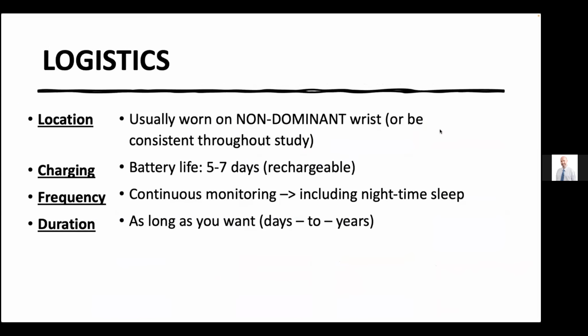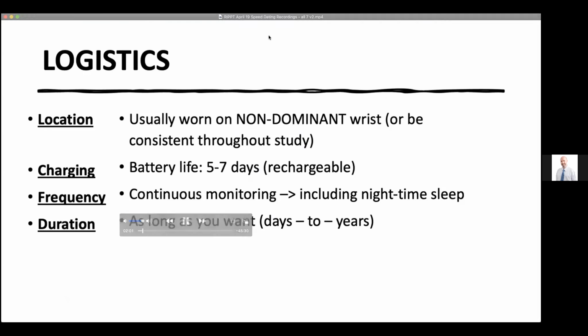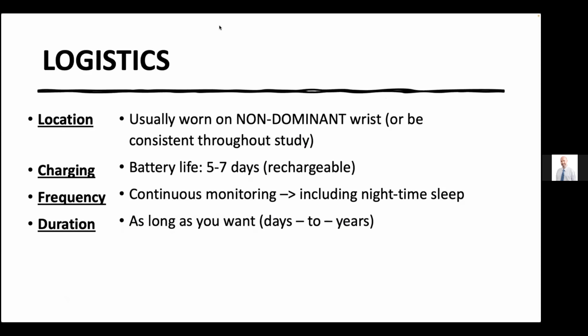So we usually wear, for research, the Fitbit on the non-dominant wrist, or you need to be consistent throughout the study. This is because the dominant wrist usually moves more, not for ambulation, and can cause some noise. The battery life is about 5 to 7 days, and obviously it's rechargeable. Frequency, you can use the device at all times. Most of the devices are now waterproof, so you can wear them in the shower, and they are also for nighttime sleep. You can use this device as long as you want. I've got people in my study that have been there for 5 years using the Fitbit device.